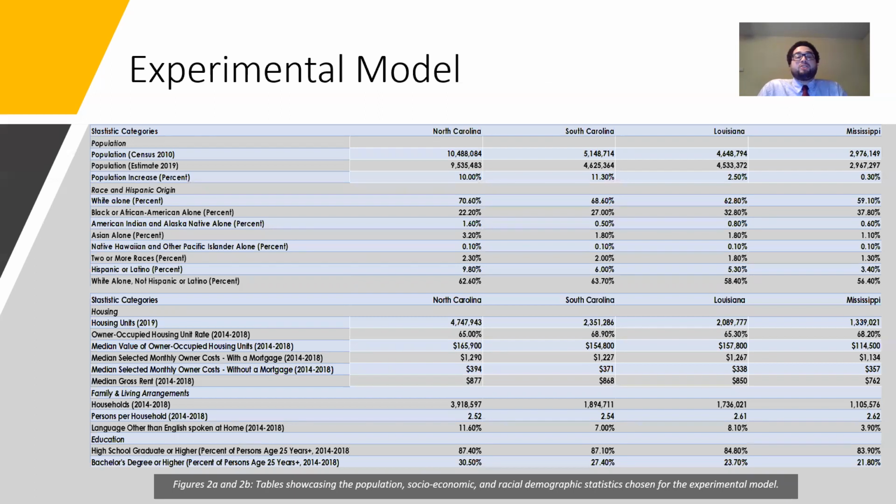To begin, we showcase a figure that was split into 4 pieces, A, B, C, and D, that showcase all of the statistical data that we find relevant for our model. In parts A and B, we showcase the population, socioeconomic, and racial demographic statistics chosen for our experimental model. As you can see, there are many similarities across the line, showcasing a good semblance for a model, but we can see differences in population and population increase, specifically in North Carolina.